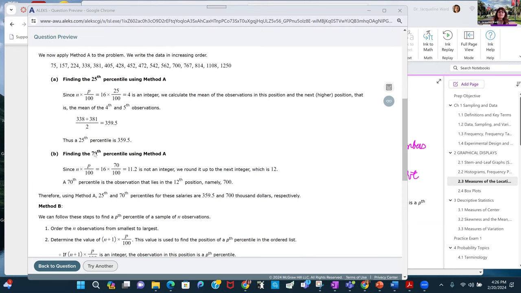All right, and the next one, the 70th percentile. So you take 70% of 16.